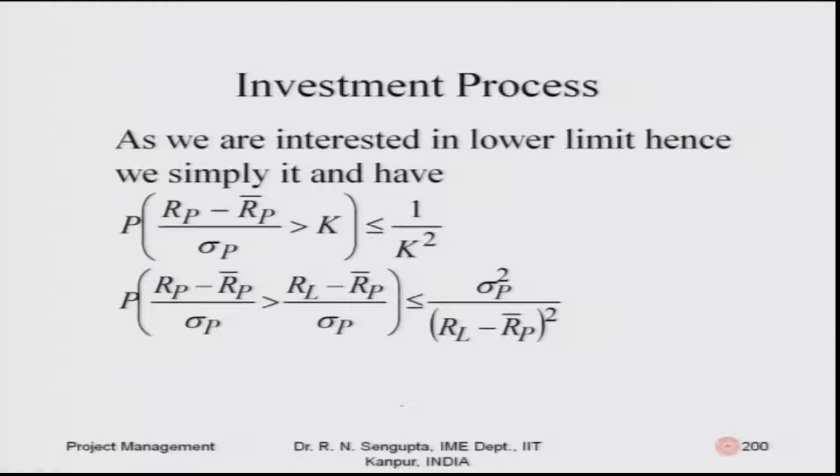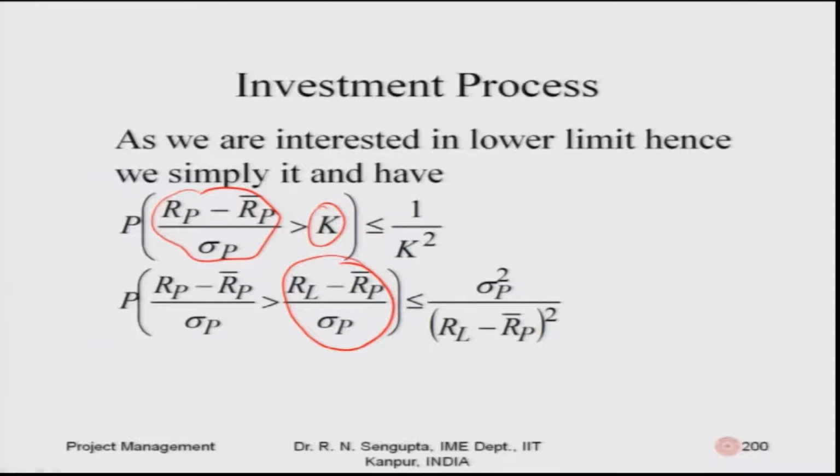So, as we are interested to consider the continuation of Chebyshev's inequality, as we are interested in lower limits, hence we simplify it and we have this formula. So, what I am doing is that I am trying to basically normalize them. If I consider this R p minus R p bar, I am considering this k value as putting it like this. So, this is a normalized value.